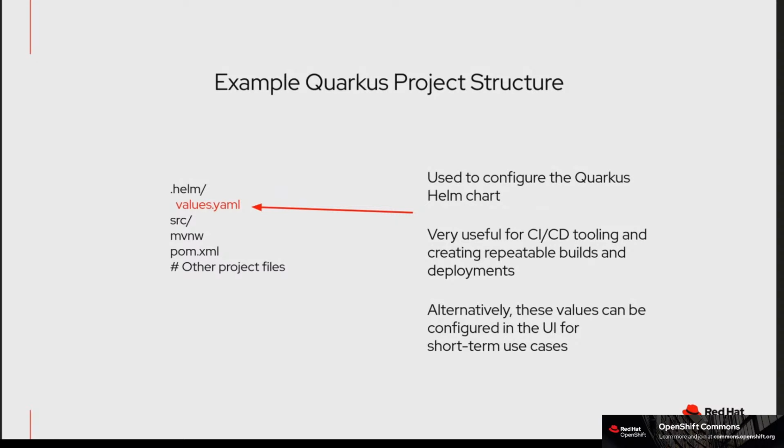So here's a quick overview of what a Quarkus project might look like that uses this Helm chart. If you want to check these values into Git, what you probably see is some kind of a Helm folder or a .helm folder alongside your application files. In this case, I have a .helm/values.yaml file. This is really useful because a CI/CD tool can just pick up this values file and run Helm install over it. So it makes it very easy to integrate with CI/CD tooling.